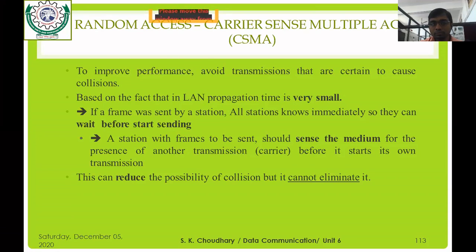if a frame is sent by a station, all stations know immediately so that they can wait before starting to send frames. A station with frames to be sent should sense the medium first for the presence of another transmission before it starts its own transmission, and this can reduce the possibility of collision. But again, remember that it cannot completely eliminate the problem of collision. So CSMA is based on the principle of sense before transmit, or listen before talk.